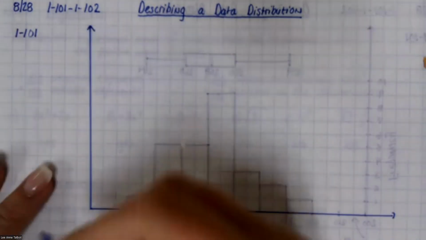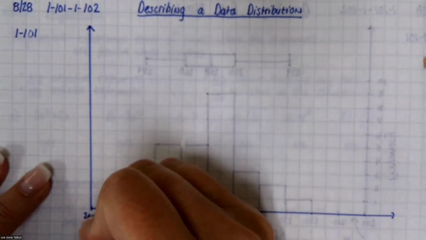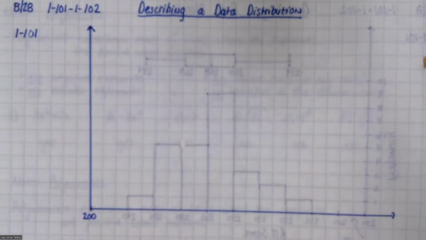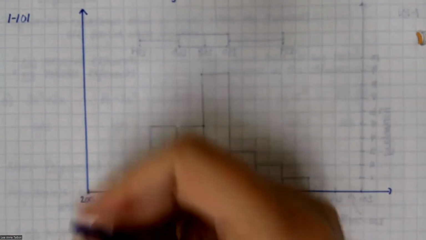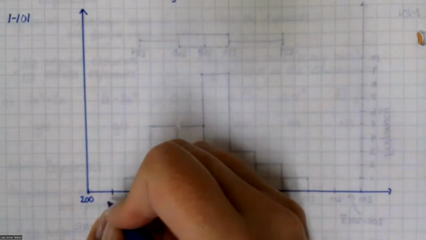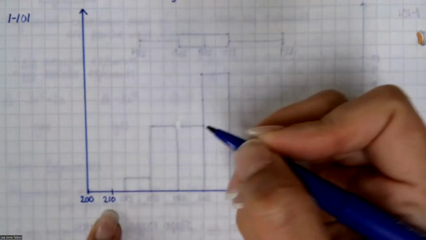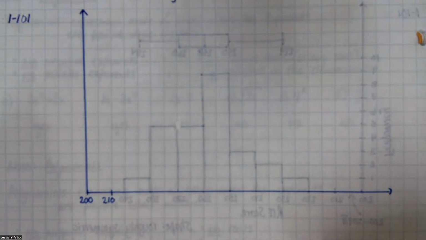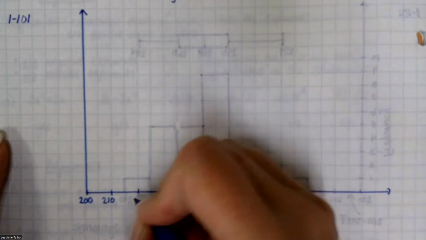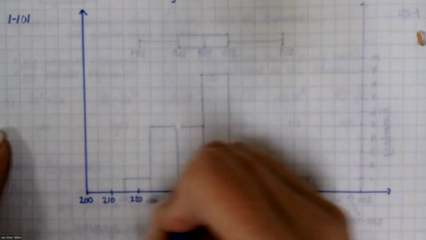Okay, so let me explain what that means. It says start at 200, so you're going to put 200 here. And then a bin width of 10 means that the marks on the x-axis should be 10 apart. It doesn't have to be two graph paper boxes, but I just think it looks nice. 210, 220.